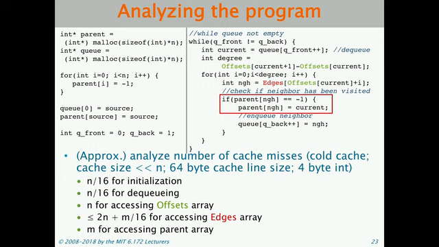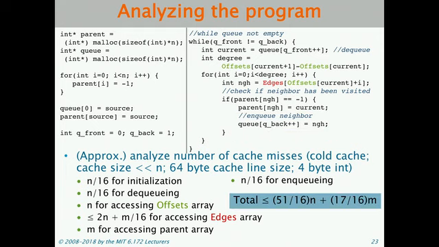Accessing this parent array, that's going to be a random access every time. So we're going to incur a cache miss in the worst case every time. So summed across all edge accesses, that's going to be m cache misses. And then finally, we're going to pay n over 16 cache misses to enqueue the neighbor onto the queue, because these are sequential accesses. So in total, we're going to incur at most 51 over 16 n plus 17 over 16 m cache misses. And if m is greater than 3n, then the second term here is going to dominate, and m is usually greater than 3n in most real-world graphs. And the second term here is dominated by this random access into the parent array.